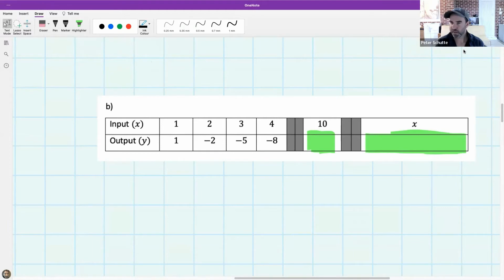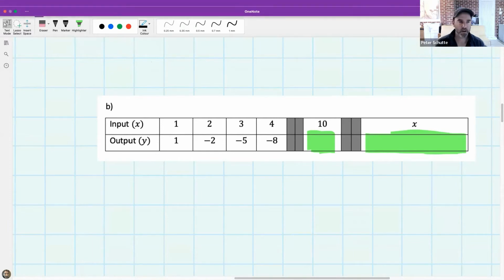Okay, so think about all the things we've done so far in the lesson and think about how you can reuse them as you do this question now. That is the key.